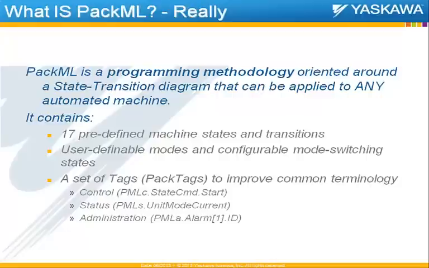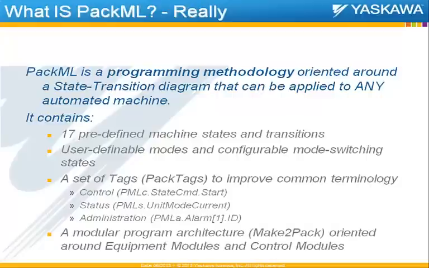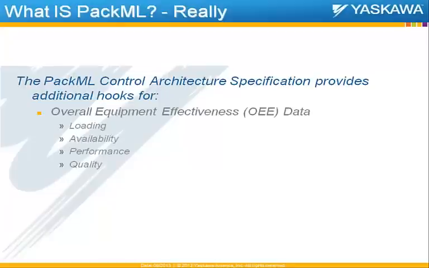61131-3. And the Make to Pack provides a modular programming architecture oriented around the concept of what we call equipment modules and control modules. In addition, it has hooks for a very important term that end users in particular are very concerned with, called overall equipment effectiveness, or OEE. And OEE is a function mainly of availability, performance, and quality. They're measured in different ways, but they multiply together to form a number of how well the equipment is doing. It's very important. So I'll show you some of those hooks.